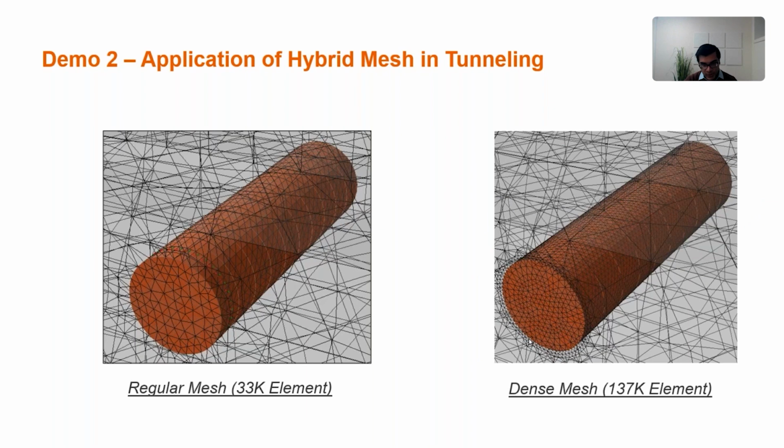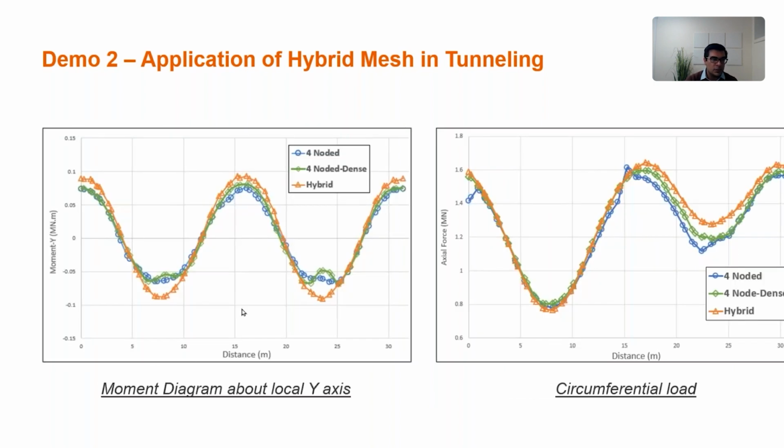I repeated the same process again, increasing the density of the mesh, as you can see around the tunnel. So from 33,000 to 137,000 elements to see if it's going to improve the results of the 4-noded. For the moment, the results didn't really change much, but for the circumferential load, the results are getting a little bit closer to the hybrid mesh, but it's still not close enough to the accurate results we got from hybrid.